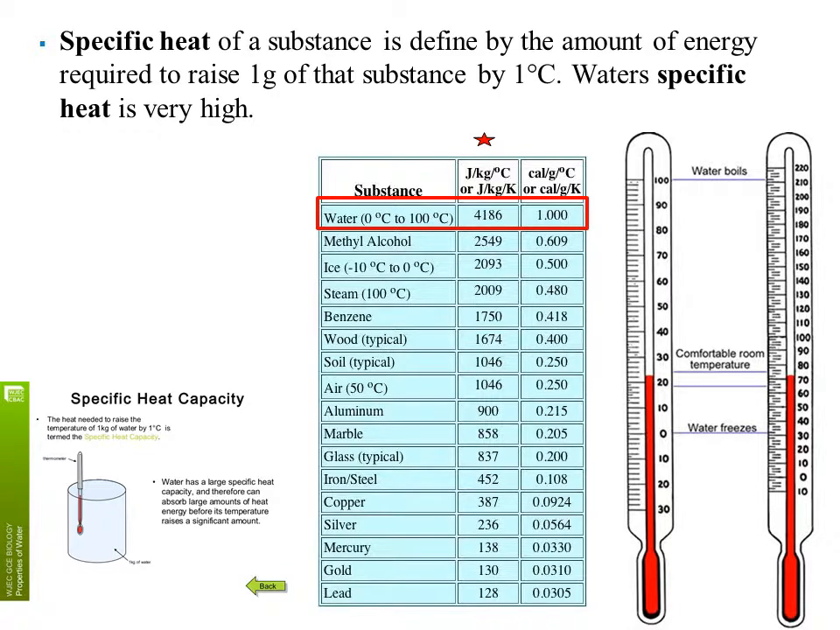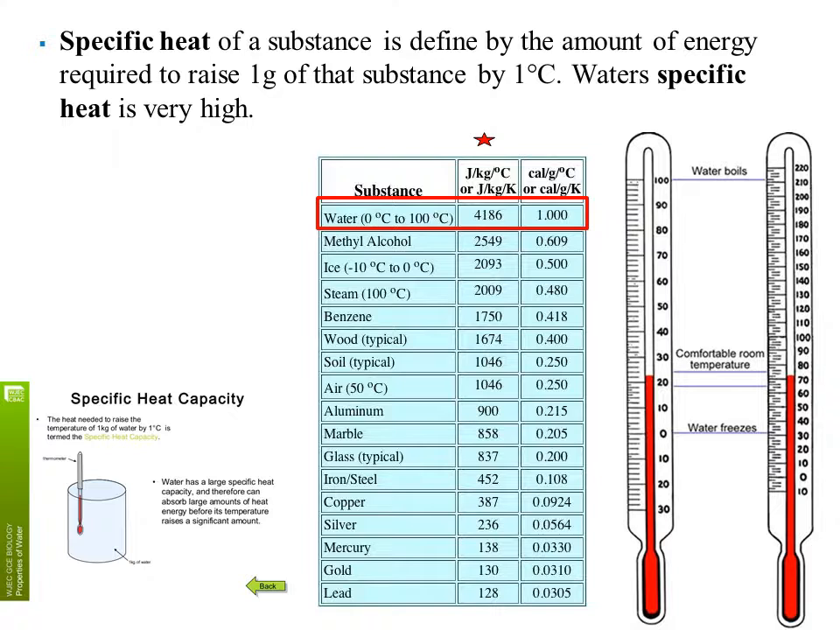Specific heat of a substance is defined by the amount of energy required to raise 1 gram of that substance by 1 degree Celsius. So in this image we have several different compounds, several different molecules. What we're looking at is to see how much energy they can take before they change in temperature. So they measured out 1 gram of water, methanol, steam, benzene, wood, soil, and so on. And they added heat to it. And then they measured the temperature change.